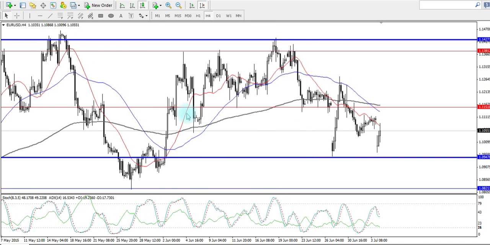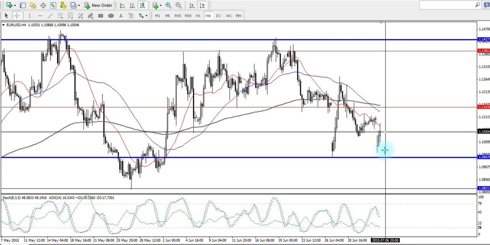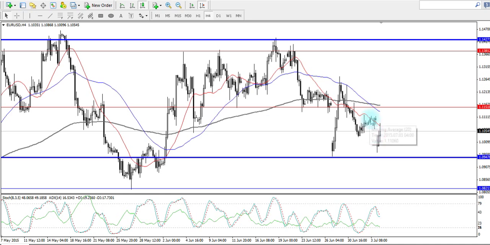Alright, we're going to start off with the euro against the US dollar. Yesterday, we had the Greece referendum to vote yes or no to austerity, and the result was no. Therefore, there is a high chance that Greece may leave the eurozone, causing a drop in the demand for the euro, and as a result, the euro fell and gapped down this morning.